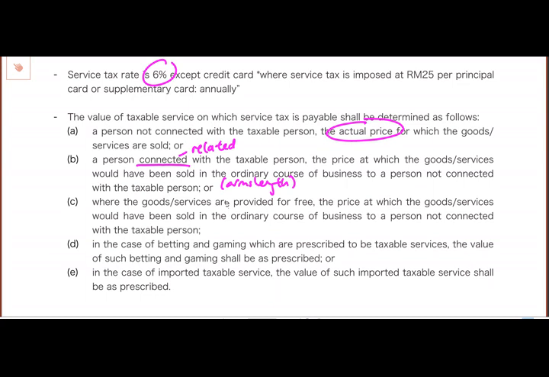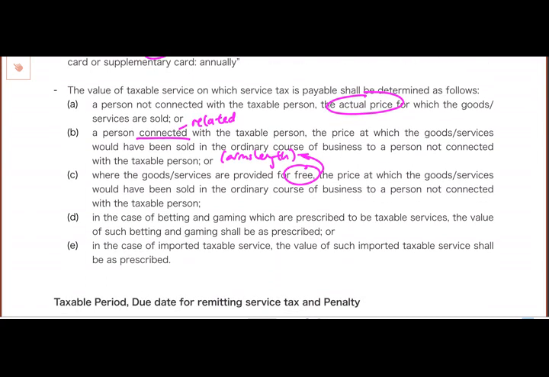Now, if you offer services for free, then you have to use again the arm's length value. For gambling or betting, the value is what the betting or gaming operator prescribes. That means they will state, like to gamble, you have to put 1 ringgit, something like that. Okay, then the 1 ringgit is the value. Now, for imported taxable service, the value is the value of the taxable service as prescribed. Now, that is how we determine the value.